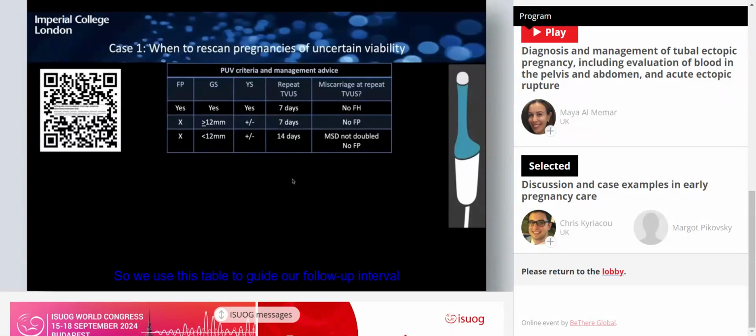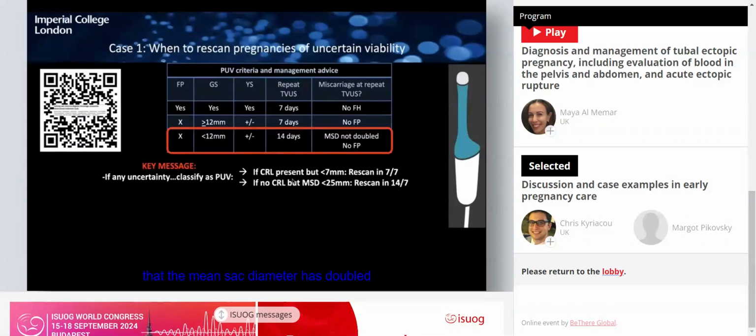So we use this table to guide our follow-up interval. If there is a fetal pole present on the initial ultrasound, we repeat the ultrasound in 7 days, and at that point we would expect to see a fetal heartbeat. If the gestation sac is 12 millimeters or more in size and there is no fetal pole present, we also bring back in 7 days, and we would expect to see a fetal pole at that second ultrasound. And if the gestation sac is small, as in this case, in other words, less than 12 millimeters mean sac diameter, we bring back in 2 weeks. And at that stage, we would expect to see that the mean sac diameter has doubled, or there is a fetal pole. Otherwise, we can diagnose a miscarriage.